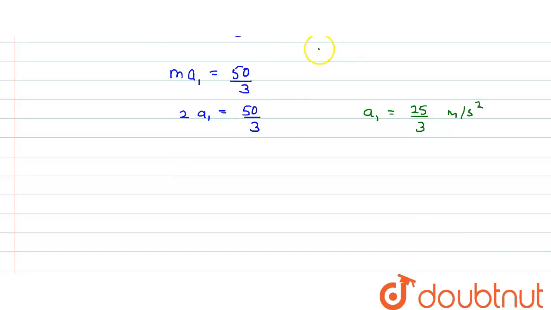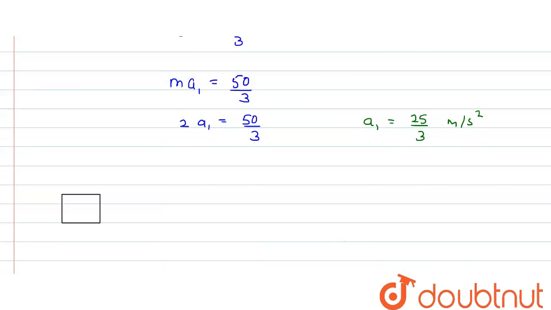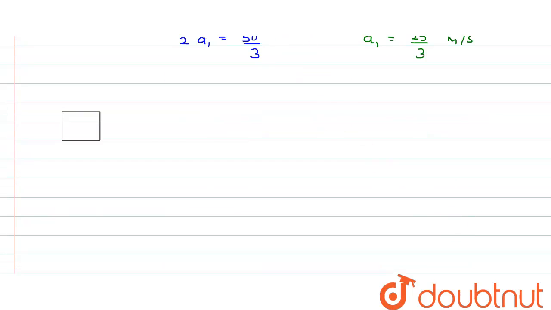Now this is our case 1. In the second case, what is the situation? Up till here, the situation would be same. That means tension force would be equal to 50 divided by 3, because here would be the direction of the tension force when we have not broken the spring. So the tension force would exactly be the same, 50 divided by 3 Newton. Okay, now what will happen?